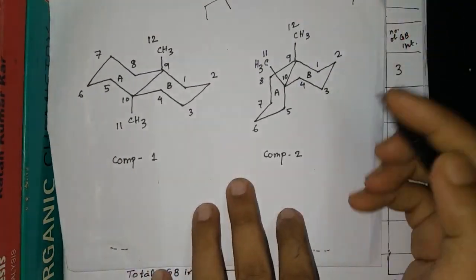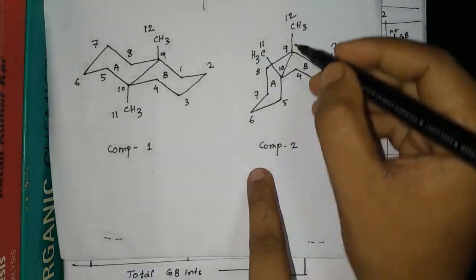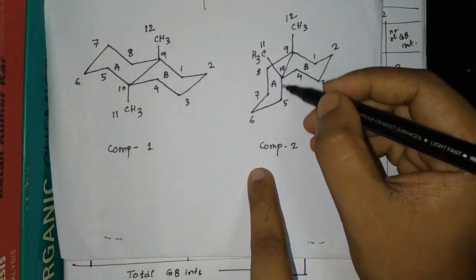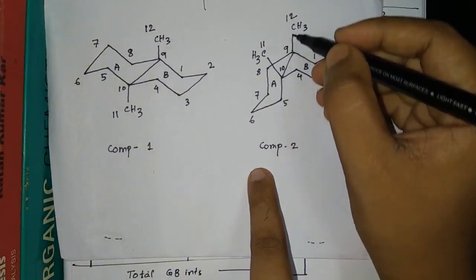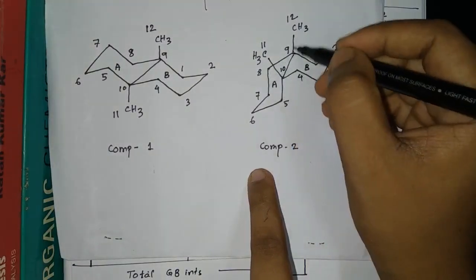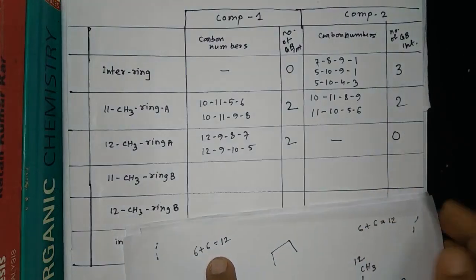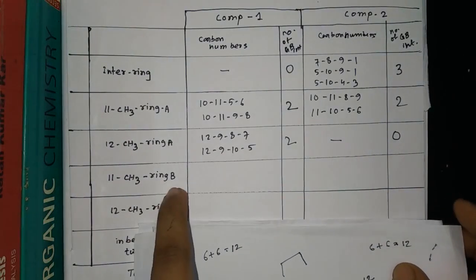Now if you see for the 11 carbon, 12 carbon with ring A, for the 12 carbon with ring A, this bond is trans. This 5, 10 and this 9, 12 is trans. And this also trans, 7, 8 and 9, 12. So therefore there are no Gauss butane interactions. So this is 0.